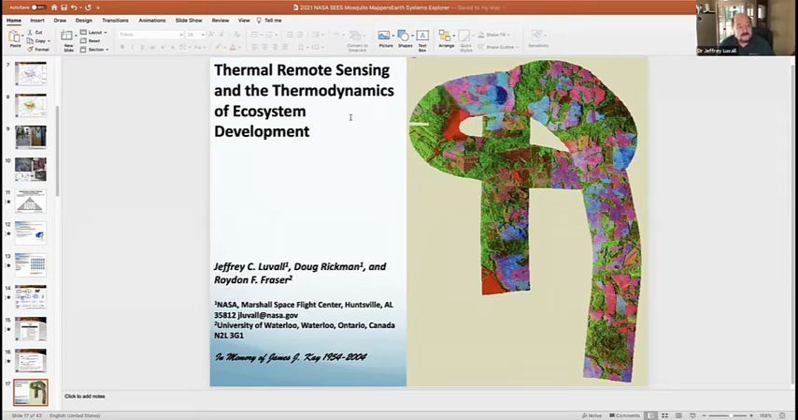But anyway, so to understand from a theoretical basis, we developed what we call a thermodynamics of ecosystem development. And that helps us identify factors both in the development of ecosystems and also habitats and how it's suitable or non-suitable, or how it impacts mosquito populations and disease vectors.